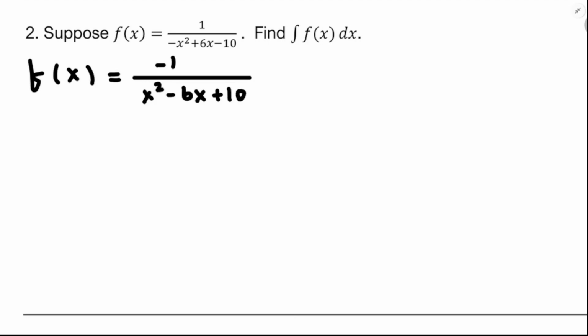And I'm thinking about factors of 10, that's 5 and 2, and 10 and 1. Neither of those are going to add up to negative 6. It's not factorable. Looks like a mistake. Okay, must be arctangent.